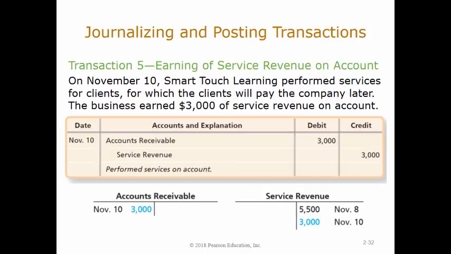In Transaction 5, the company earns $3,000 revenue on account by providing services. The two accounts involved are accounts receivable, an asset, and service revenue, an equity account. Accounts receivable increases with a debit and service revenue increases with a credit.